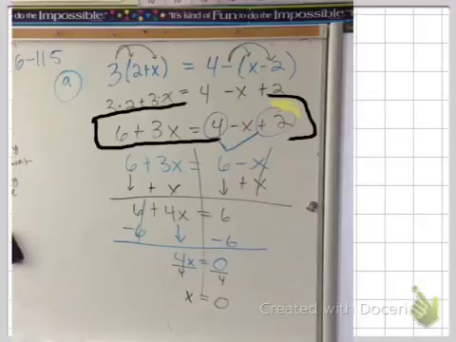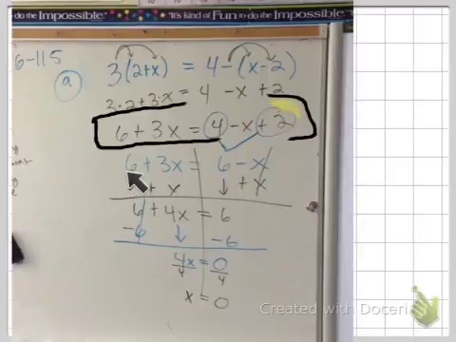The next thing you want to do is leave the x's on one side. Since the biggest number of x's is on this side, you want to get rid of this x over here. So the inverse of subtracting x is adding x, and if you add it to this side, you also have to add it to this side. Okay, so then we go ahead and add x to both sides.